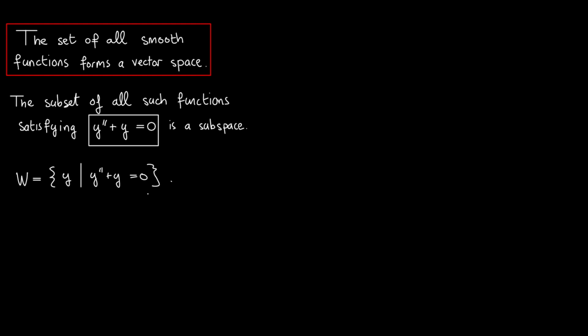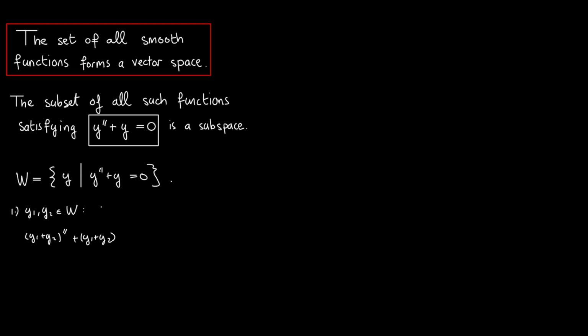And the claim is that this here is closed under vector addition and scalar multiplication. So in other words, if we take two functions in here, if we take y1 and y2 in W, then let's compute the derivative of the sum, and we add that to the sum as well.